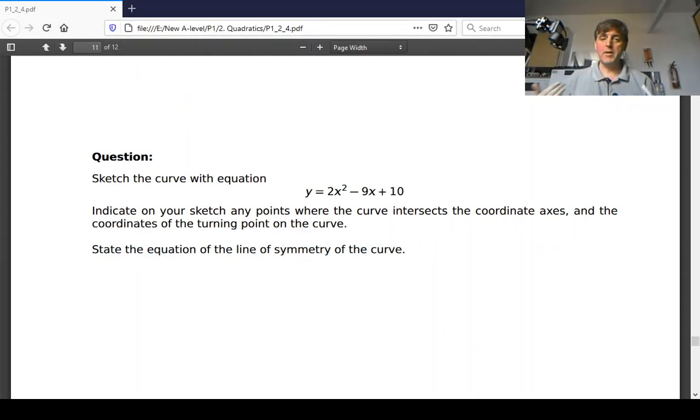Okay, hopefully that all made sense to you and you saw everything that we need to do in order to sketch a quadratic curve. I'm going to see if we can finish off this video by you doing a sketch of your own. Have a go at the one on the screen here, pause the video and restart once you're done.